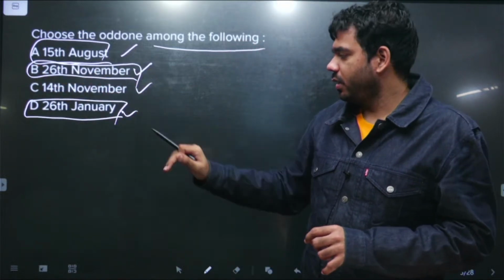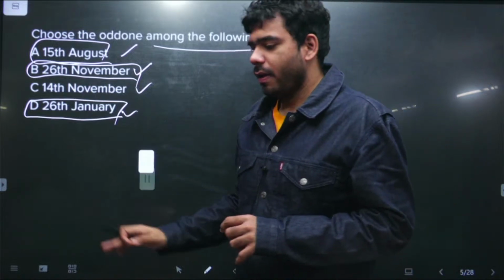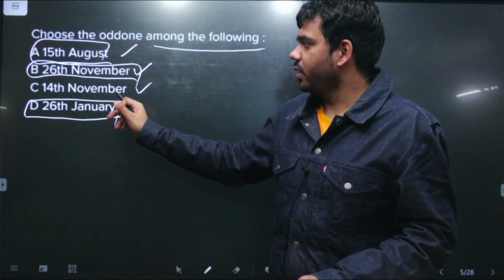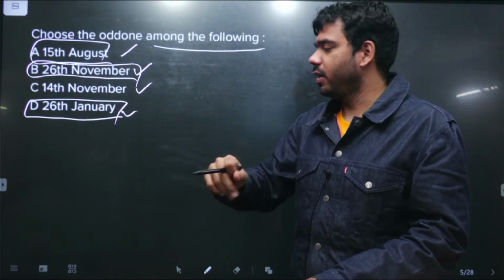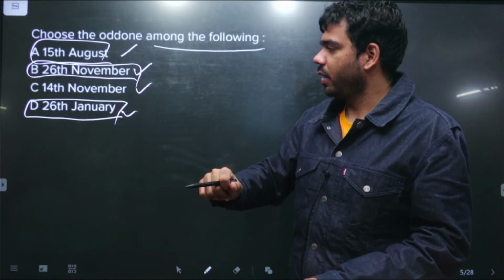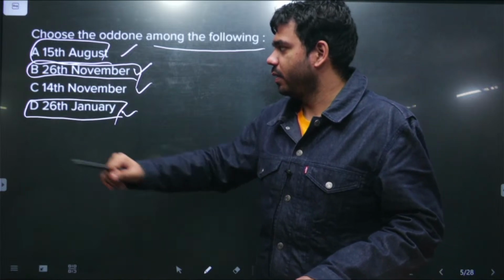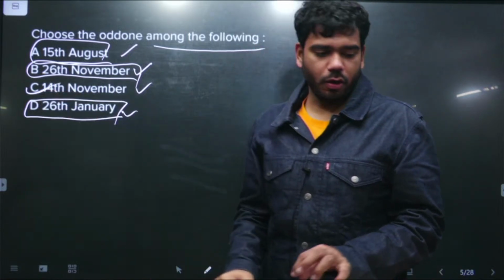On this day, the Union of India enacted the constitution. 14th November has no prominent relation with post-independence India. So here option number C is the odd one out.